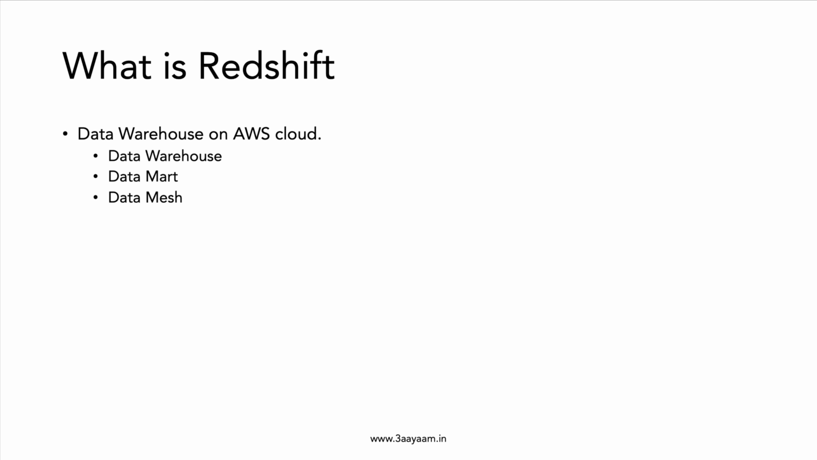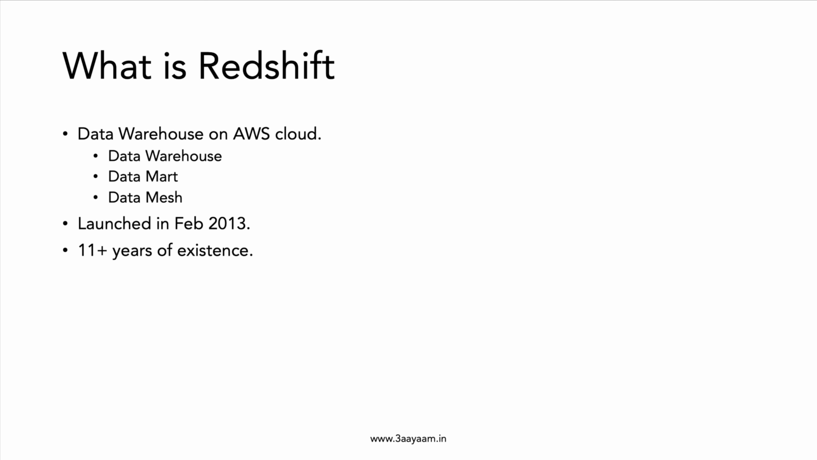First of all, what is Redshift? By now you already know that Redshift is a data warehouse on AWS cloud. It can be used as a data warehouse. You can use it as a data mart, which is a subset of a data warehouse. So you can have a Redshift cluster as a data mart, or you can have Redshift in your entire data mesh. Redshift was launched in February 2013.